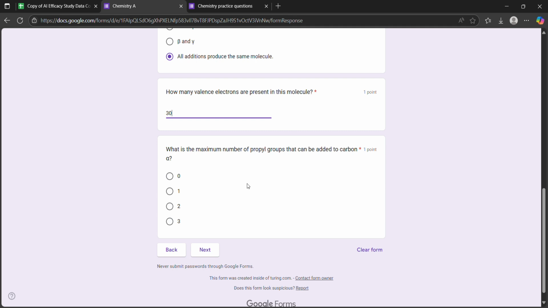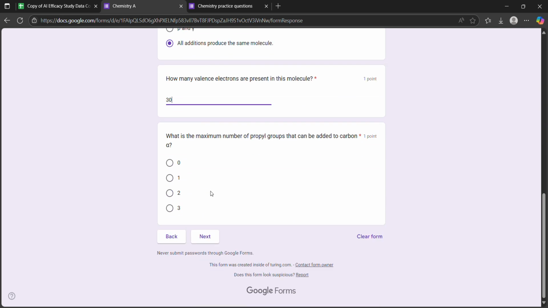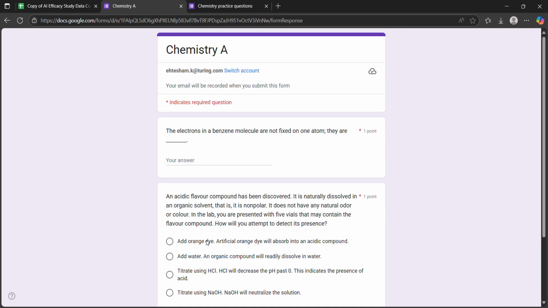What is the maximum number of propyl groups that can be added to carbon alpha? I think 1. So the electrons in a benzene molecule are not fixed on one atom. They are. Okay.